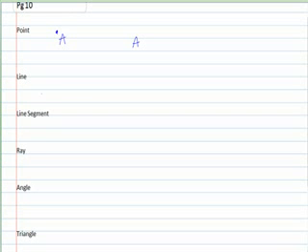A line has no beginning and no end. So the diagram you should have chosen was the line with two arrows. This was a line with points A and B on it. So we could call this line AB. We could also call this line BA.